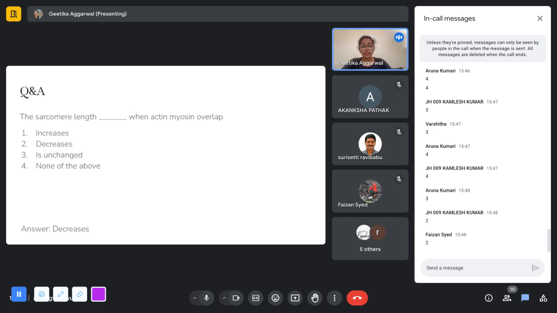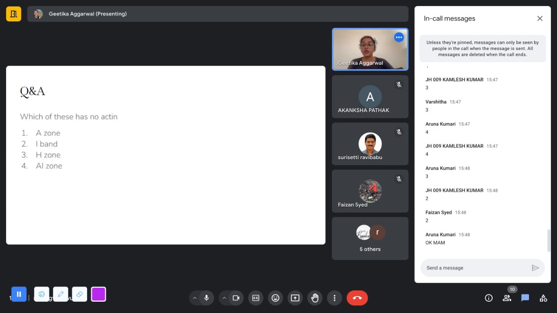So is that clear, Aruna, or do you have a doubt about this? Because when you talk about the sarcomere, it contains all of the different zones. And as I said, when the myosin and the actin start overlapping, the sarcomere length will actually decrease. The length between the two Z lines will start decreasing. What remains unchanged is actually the length of the A band, but the sarcomere length in total will start decreasing.